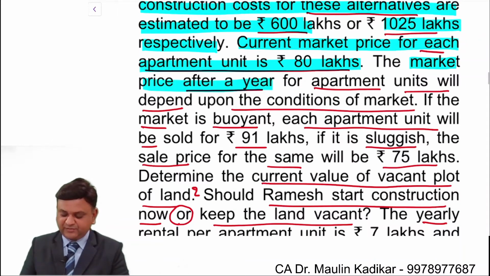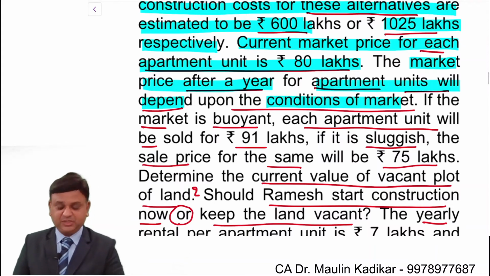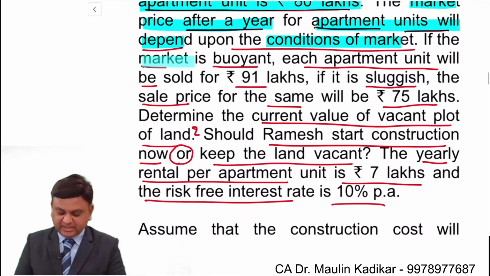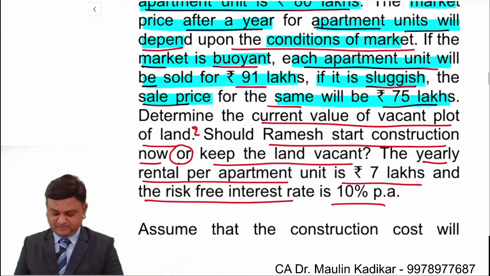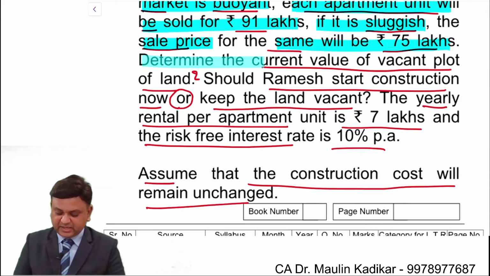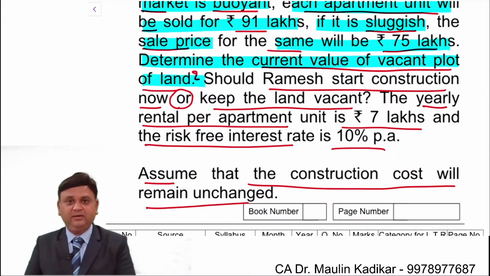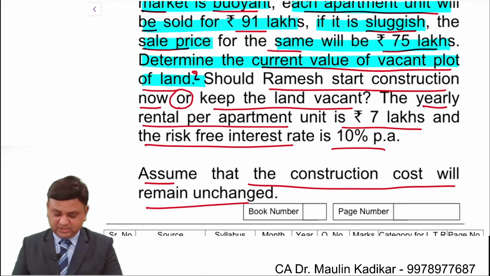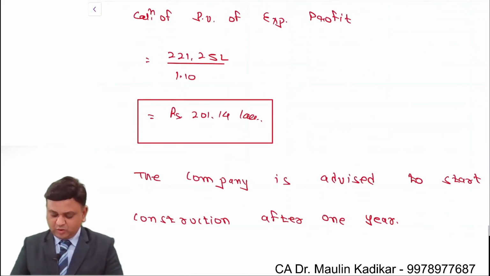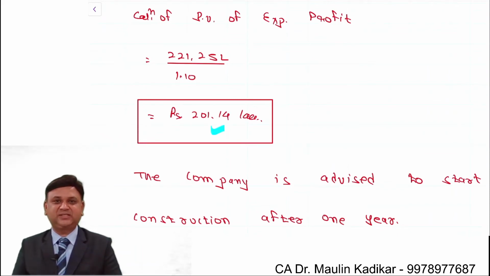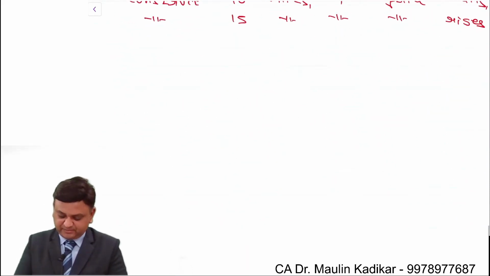The market price after a year for the apartment units will depend upon the market condition. If the market is buoyant, each apartment unit will be sold for 91 lakhs. If it is sluggish, the sale price of the same will be 75 lakhs. Determine the current value of the vacant plot of land. The answer to this question is what we have recently calculated, which is 201.14 lakhs.